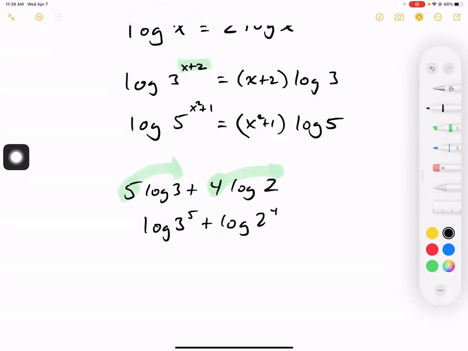Now our rule says, what's a log plus a log? If I'm adding logs on the outside, I am multiplying them on the inside.